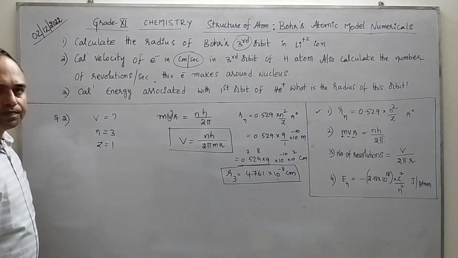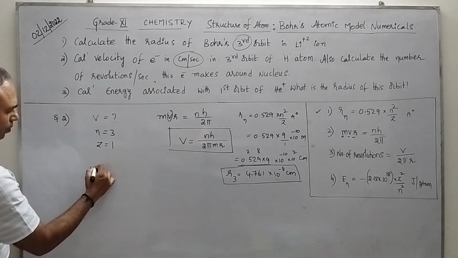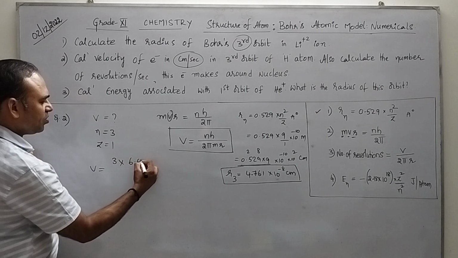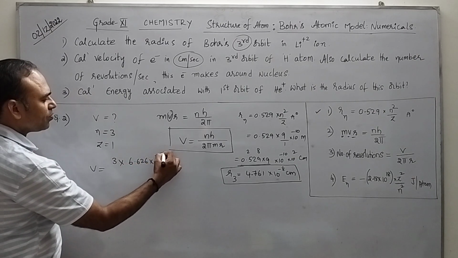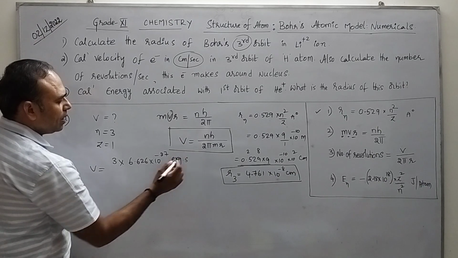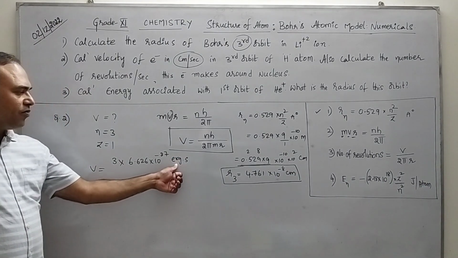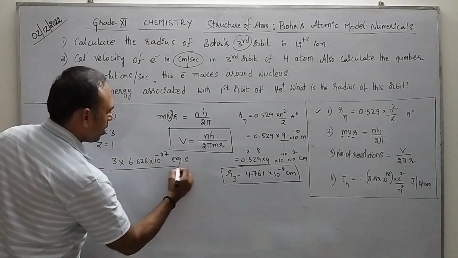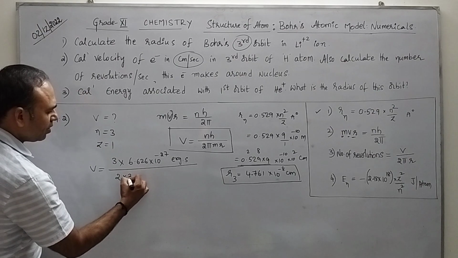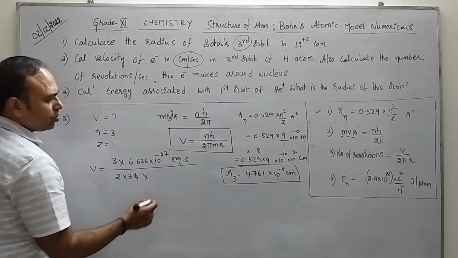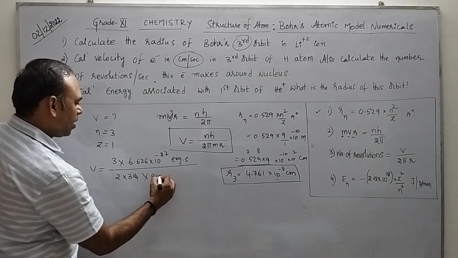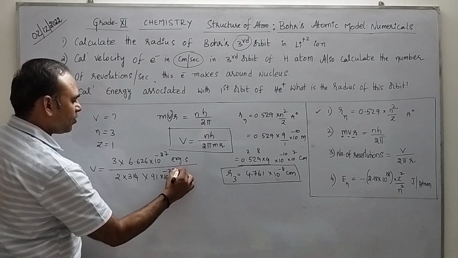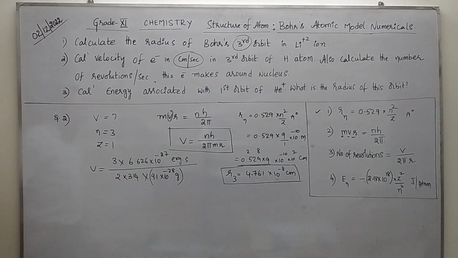Now we got the r value. Let us see. V is equal to nh by 2 pi m r, that is 3 into h, 6.626 into 10 to the power of minus 27 erg second. Here we are not taking joule because we have to write in the CGS system. So minus 27 divided by 2 into pi value 3.14 into the mass, which is 9.1 into 10 to the power of minus 28 grams. Once again we have taken gram, not kg.